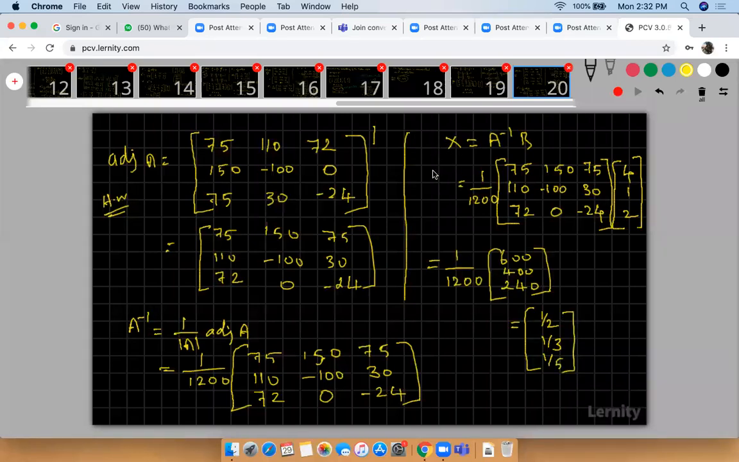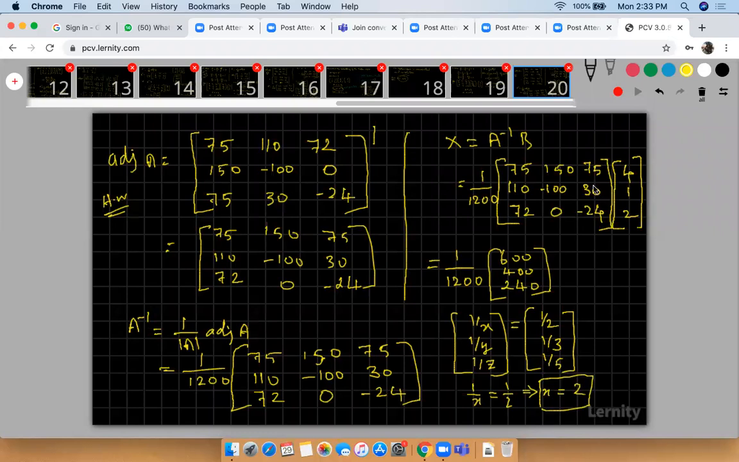What about your X? Your X is nothing but 1 by x, 1 by y, 1 by z. Now look at that. Your 1 by x is equal to 1 by 2. Two matrices are equal means the corresponding elements are equal. 1 by x is equal to 1 by 2. Then what is your x? x is equal to 2. You find x, y, z. Solve means you have to find out x, y, z.